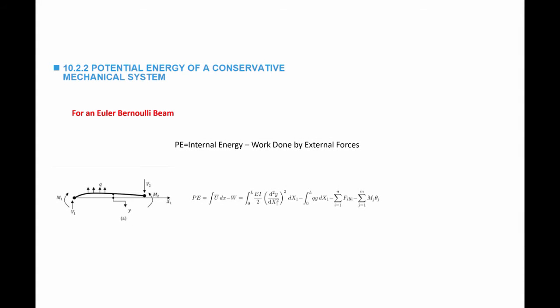For an Euler-Bernoulli beam, the potential energy of the system is defined as the internal energy, which in this case is EI divided by 2 multiplied by the second derivative of y with respect to x1, squared, minus the work done by the external forces. The external forces acting on the beam are the distributed load Q, and so the work done is Q multiplied by y integrated over the length, minus any force multiplied by the corresponding displacement, and any moment multiplied by the corresponding rotation.